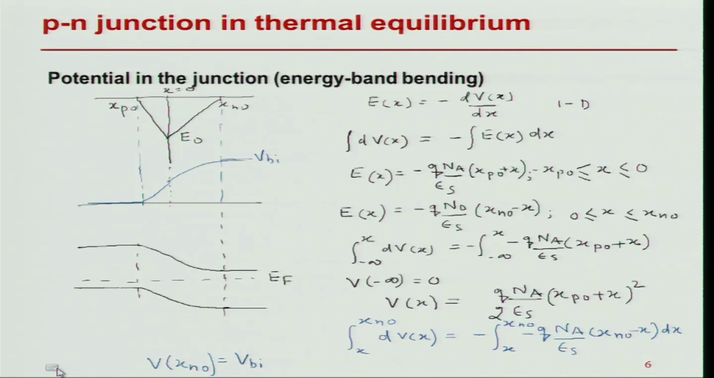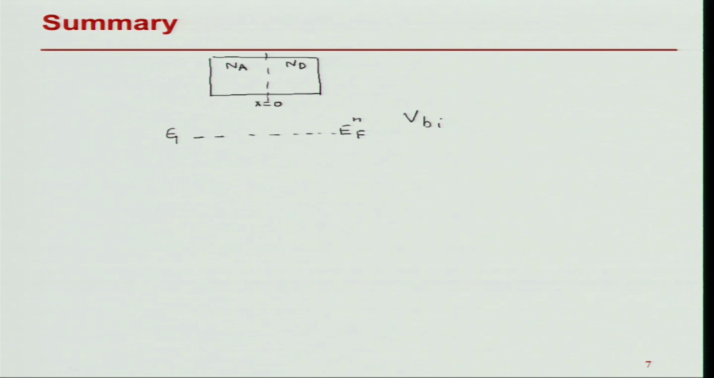So, at this point I would like to summarize what we have learned about the thermal equilibrium of the p-n junction. What we started with, we defined a p-n structure which had uniform doping on both sides. Without getting into too much detail, we could calculate the built-in potential just from the requirement that when I bring these two together, the Fermi levels have to align on the n and the p side. From that we could calculate the built-in potential.